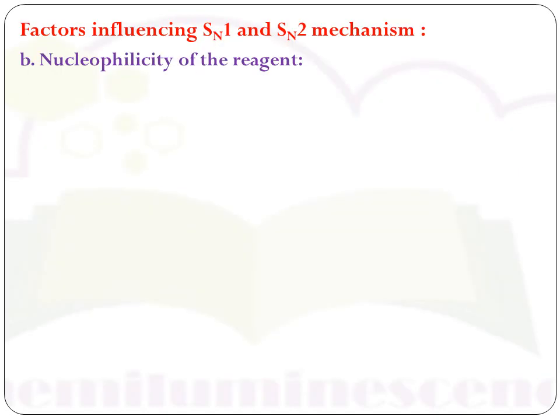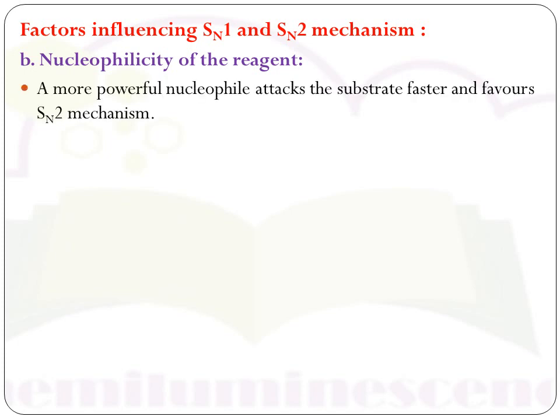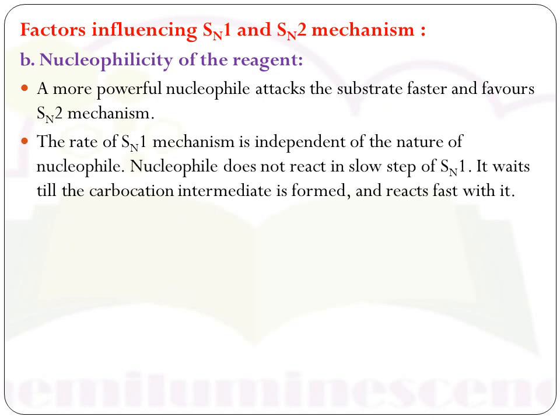The next factor is the nucleophilicity of the reagent. A more powerful nucleophile means a nucleophile or group of atoms which releases or donates electrons easily. They attack the substrate faster and hence favor the SN2 mechanism. The SN1 mechanism is independent of the nature of the nucleophile because the nucleophile is not involved in the slow or rate determining step. It depends on the formation of the carbocation. As the carbocation forms, the reaction proceeds.